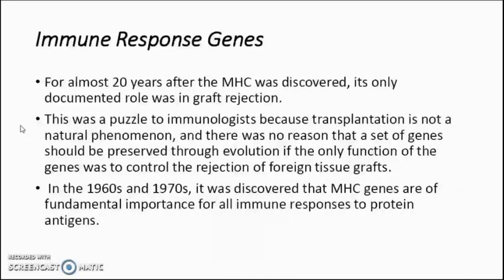The immune response gene. For almost 20 years after the MHC was discovered, its only documented role was in graft rejection. This was a puzzle to immunologists because transplantation is not a natural phenomenon and there was no reason that a set of genes should be preserved through evolution if the only function of the genes was to control the rejection of foreign tissue grafts. In the 1960s and 1970s, it was discovered that MHC genes are of fundamental importance for all immune responses to protein antigens.